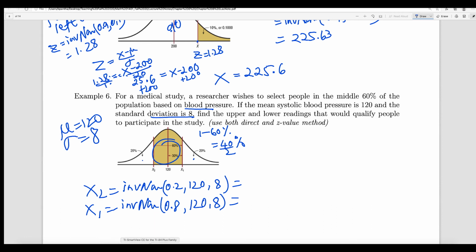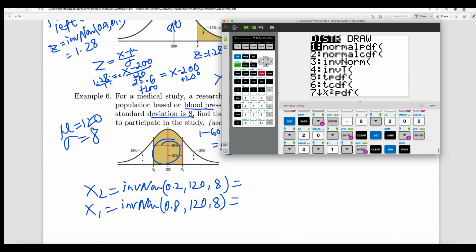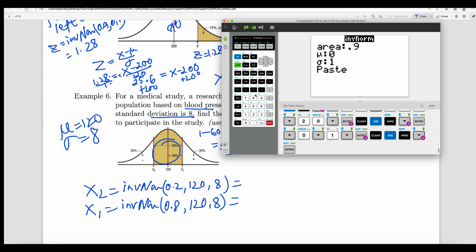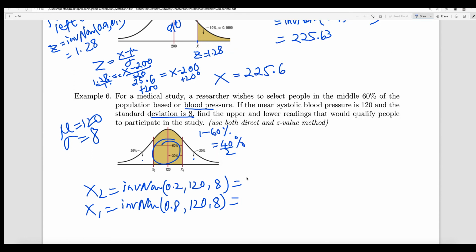Let us do it using the calculator there. Let me clear that. Second vars, and then inverse norm, hit enter. And left area for x2 is 0.2, mean is 120, and sigma is 8. Okay, and then go down to paste, hit enter. You got 113.27. That is the left, this x2 value.